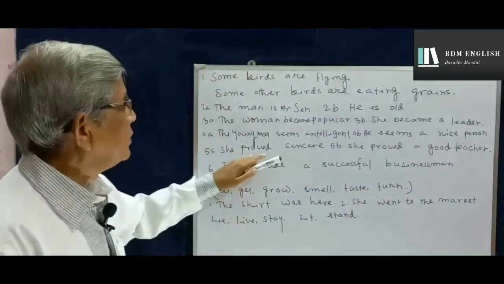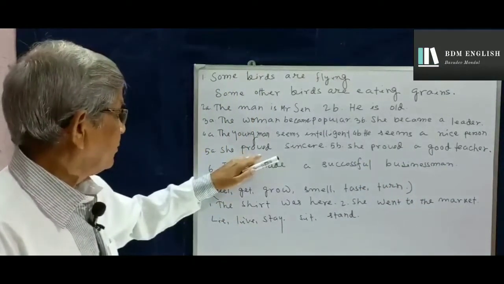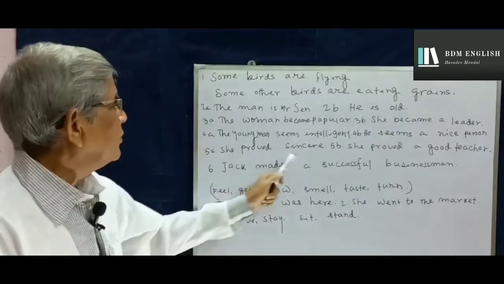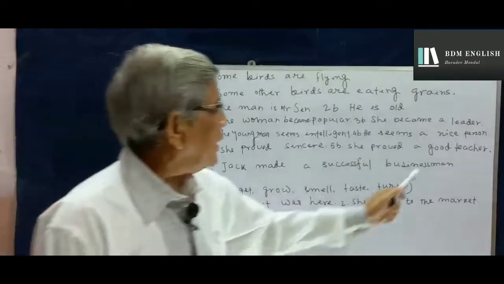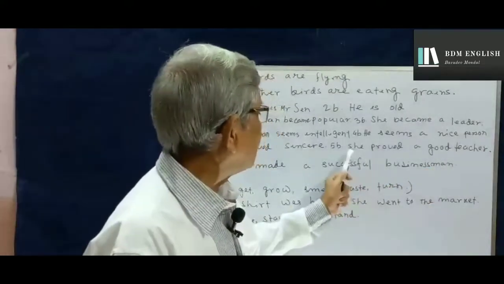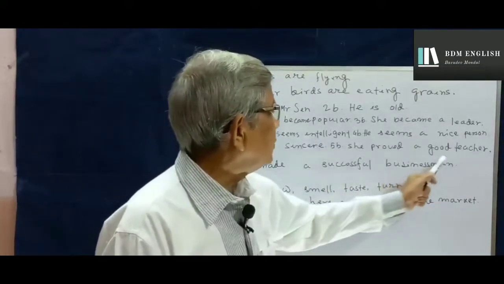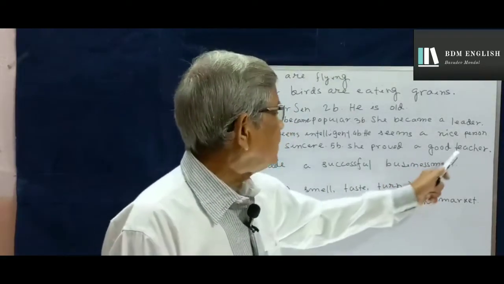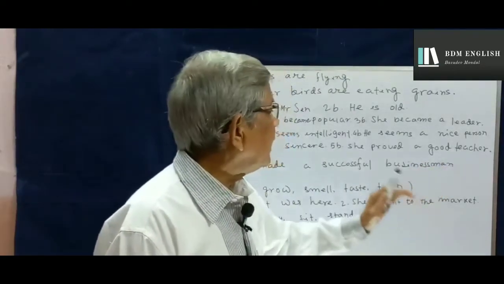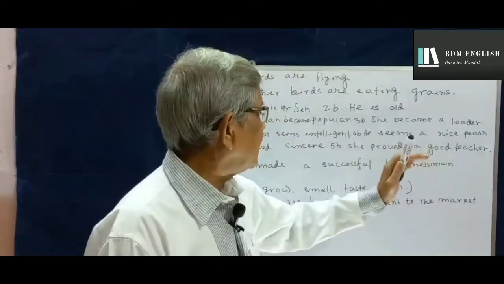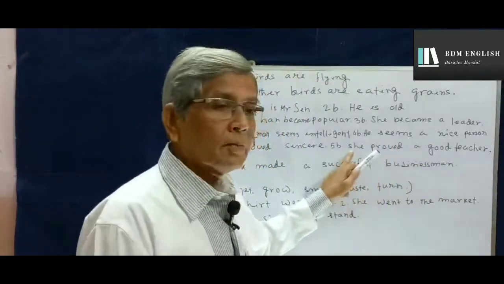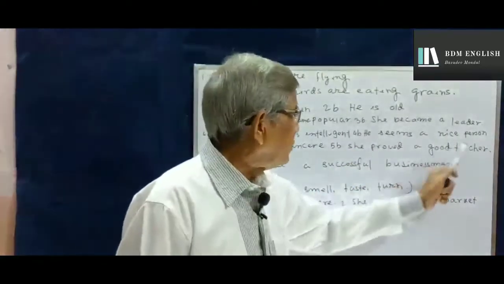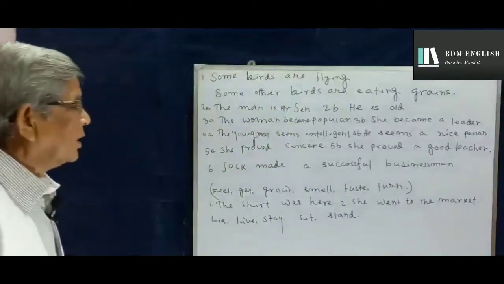So here, prove is used in a different sense. Sincere describes the pronoun she, so it is the complement. Here, a teacher also describes the pronoun she, so good teacher is also a complement. Notice that here teacher does not refer to any separate person. It refers to the same person as the pronoun she does. Therefore, teacher, a good teacher, is also a complement.